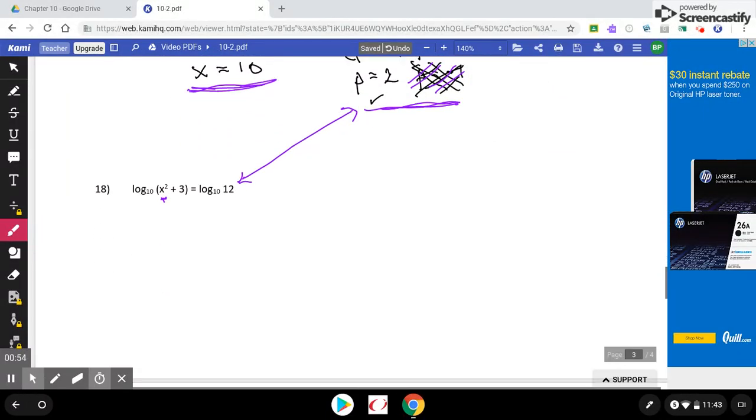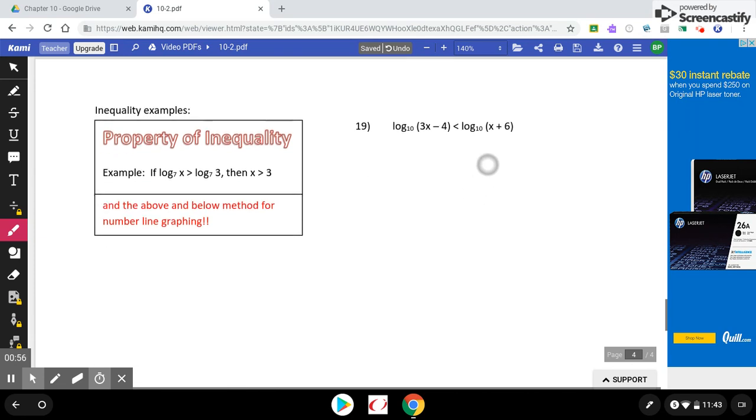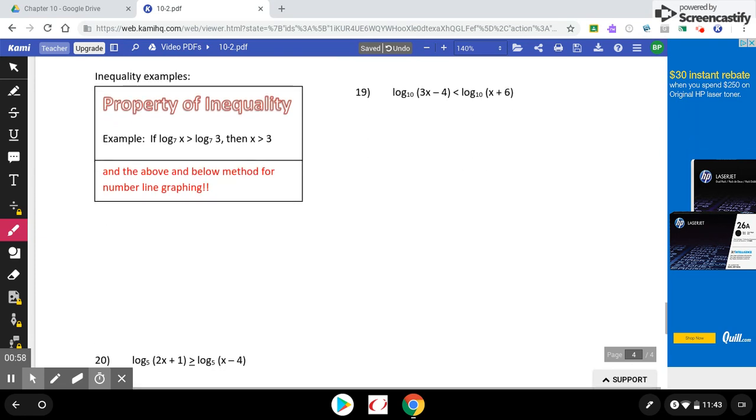So I'm going to skip down here to the property of inequality. So the property of inequality, pretty much, well, exactly the same as the property of equality, except we're talking about greater thans and less thans. But the point is, if you look at number 19, there is a log base 10 on both sides. So I get to cross them off. But the argument, 3x minus 4, it's not just an x this time. So it's a little more involved, and I'll get to that in a minute. But for now, let's just go ahead and solve it like we did on the previous video.